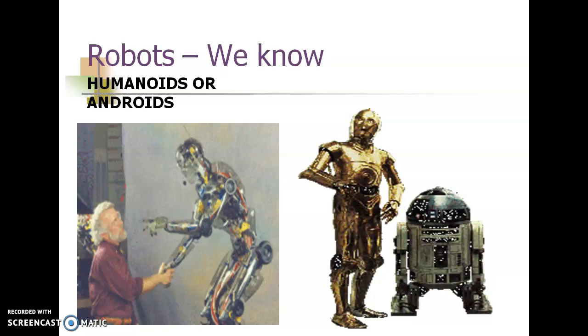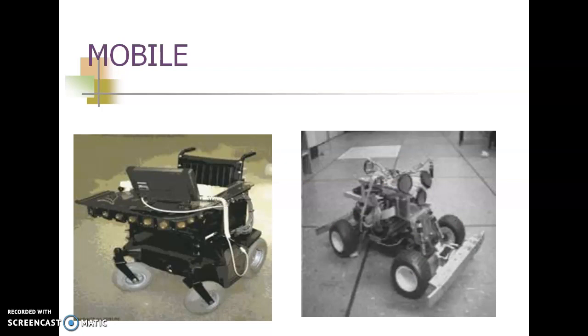The second one is called the mobile robots. The mobile robots are the robots which can move from one place to another place, which is mainly used for material transportation. It carries materials from one place to another place. So like AGVs, these robots are called mobile robots.